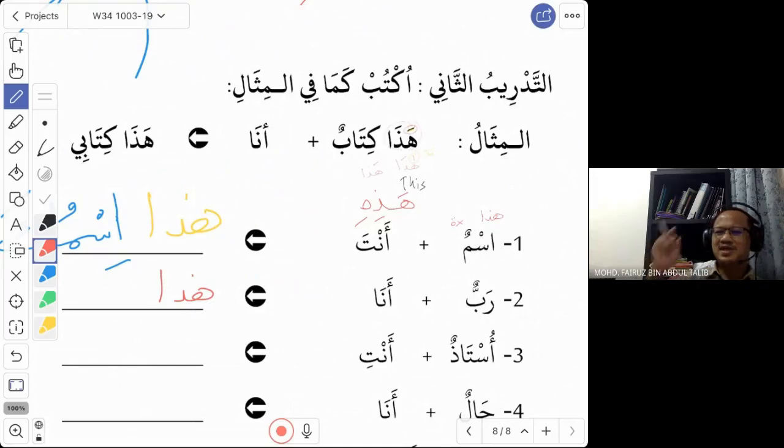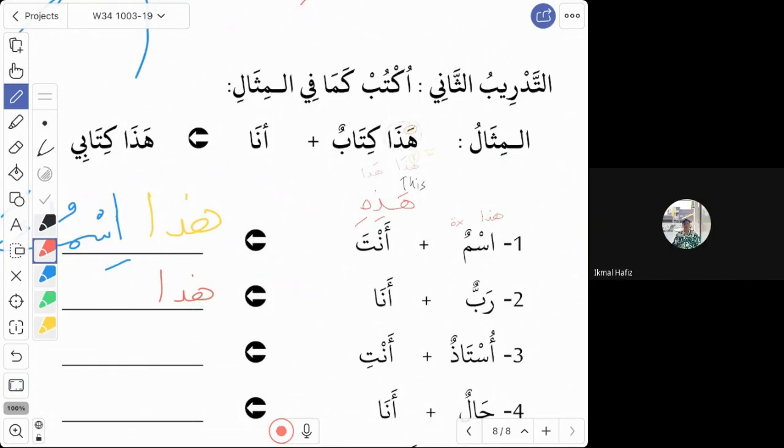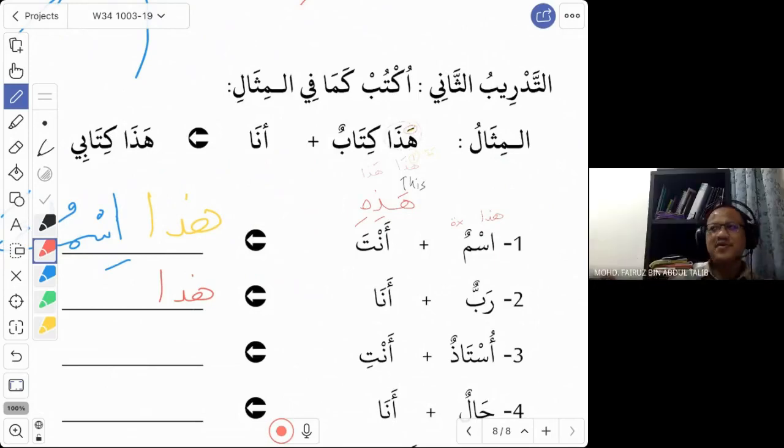When you want to say this is, you are referring to the word Rob. If you were referring to the word Ana, then it would mean this is Ana. But we do not say that, right? We say this is my God. So we are referring to the word Rob.